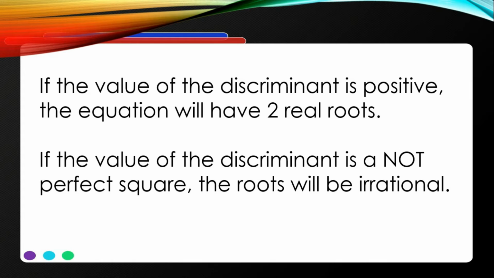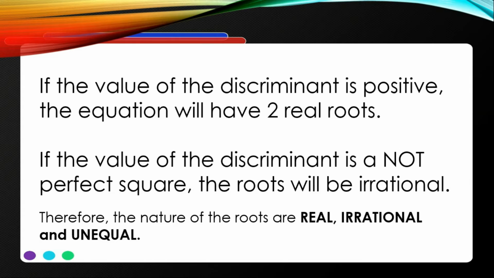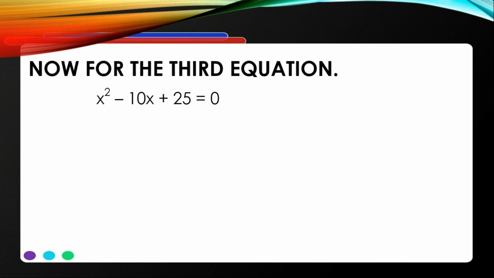But in addition, if the value of the discriminant is not a perfect square, then the roots will be irrational. So, for the nature of the roots, we can therefore conclude that the nature of the roots are real, irrational, and unequal. Easy, right?